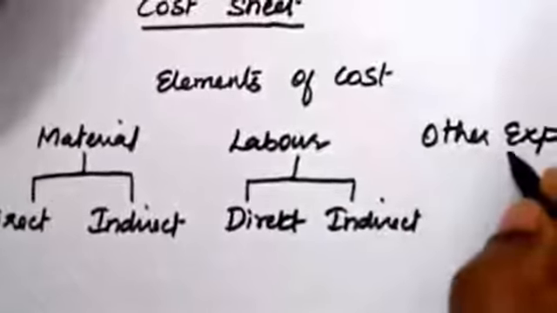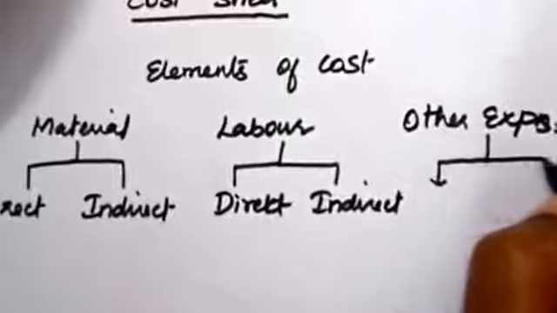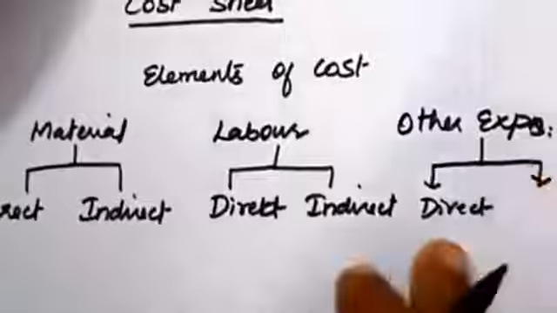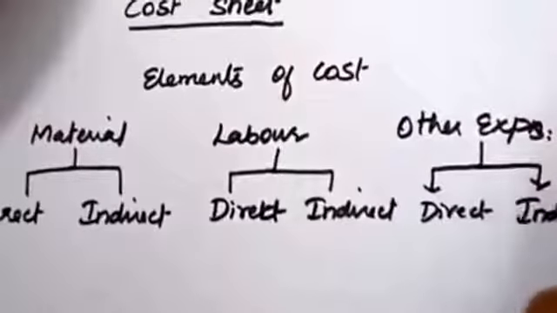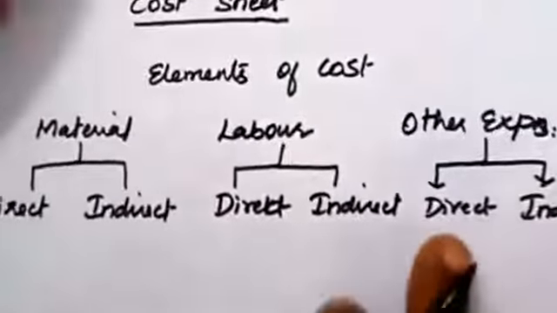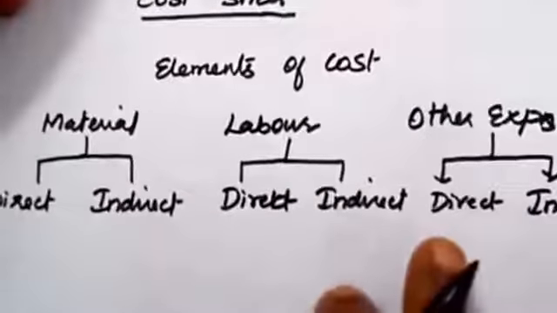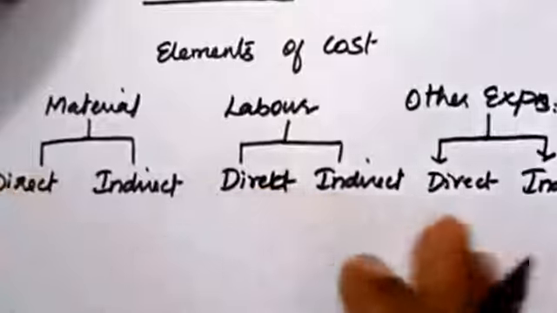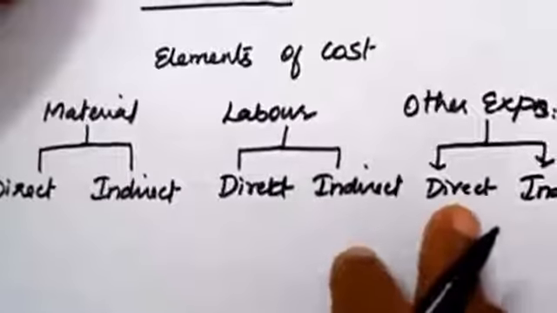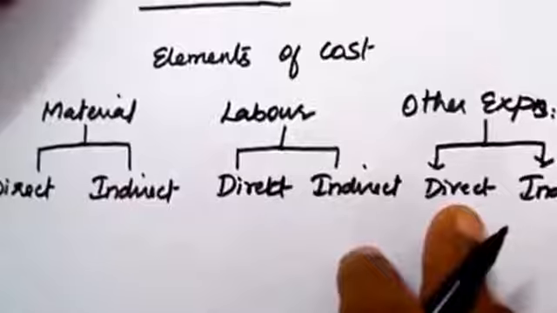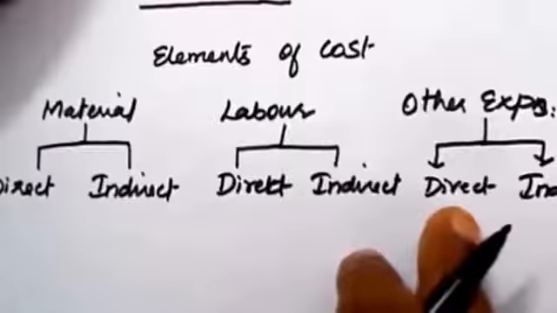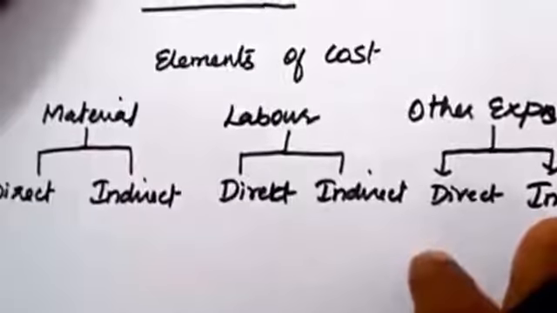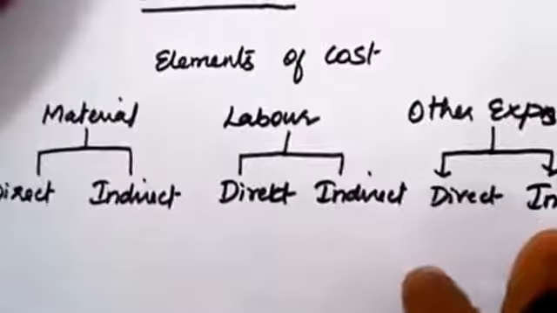And third one, other expenses. Again, other expenses are classified into two categories. One is direct other expense, another one is indirect other expenses. Direct expense means any expenses directly involved in the production process apart from material and labor, some other expenses incurred directly for the production process, called direct other expense. Indirect other expense means an expense which is not directly involved in the production process.